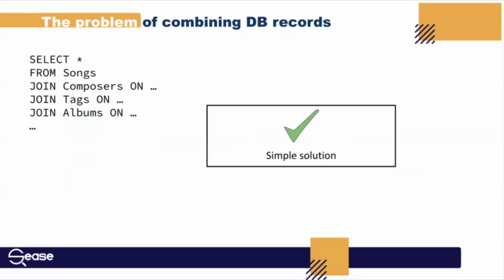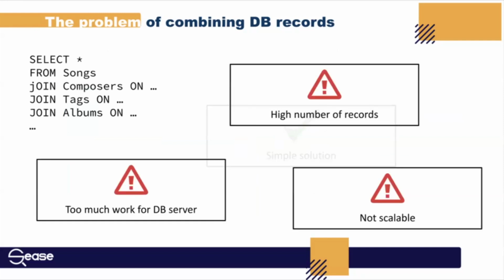So, the quickest and easiest solution ever: a big select where we join everything. That's the simplest solution, but what's the problem? The cardinality of the result can be huge. And this is not scalable at all, and also there is too much work on the server side.